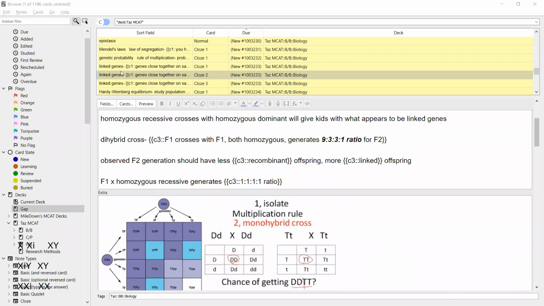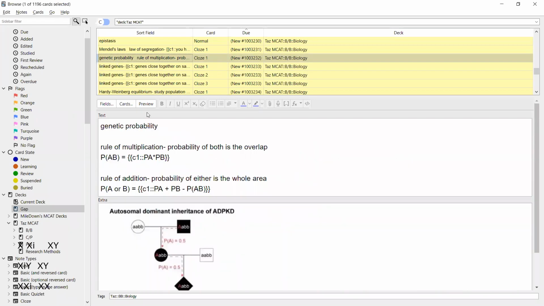And this is just a math rule. In genetic probability, when you multiply something, that's the probability of both. And then there's this rule for the probability of either. I don't think I ever used this, but it is important to know that when you multiply two probabilities, you get the probability of both things happening at the same time.